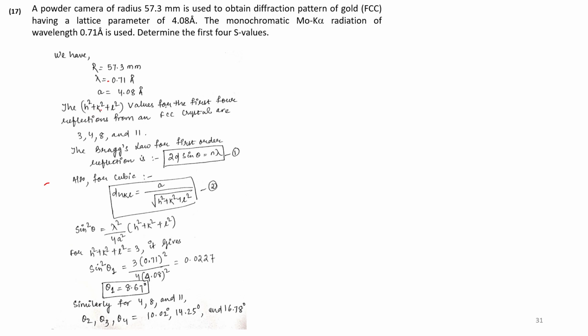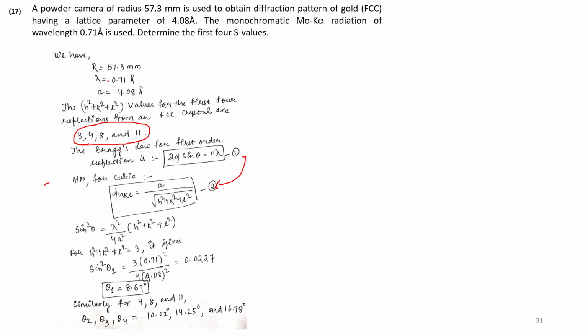The h squared plus k squared plus l squared values for the first four reflections are 3, 4, 8 and 11 for an FCC crystal. So this you should remember. For Bragg's law, for first order reflection, 2d sin theta is equal to n lambda, and for the cubic system d_hkl is equal to a divided by root of h squared plus k squared plus l squared. Now sin squared theta will be lambda squared divided by 4a squared into h squared plus k squared plus l squared.